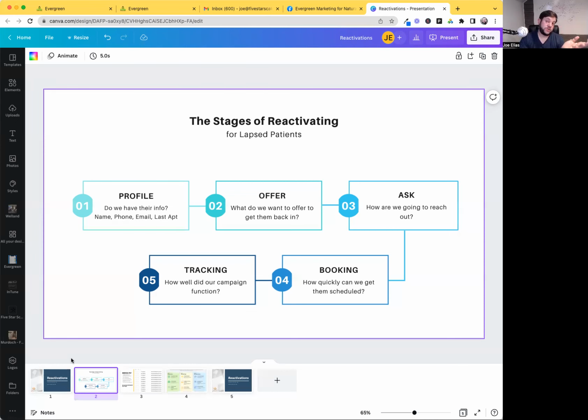Do you book them as a new patient? Do you book them as a current patient? Is there something in the middle? That's for you to decide. But know what you're going to book and make sure that you have availability. And then above all else, you've got to be able to track. You've got to know your numbers. If you don't know your numbers, you don't know if you're winning.